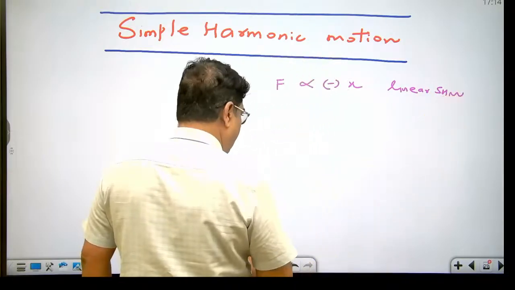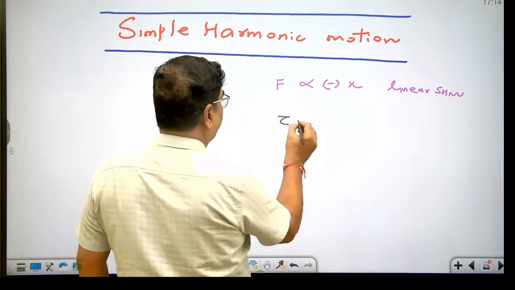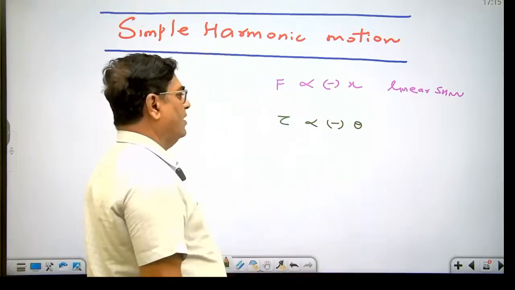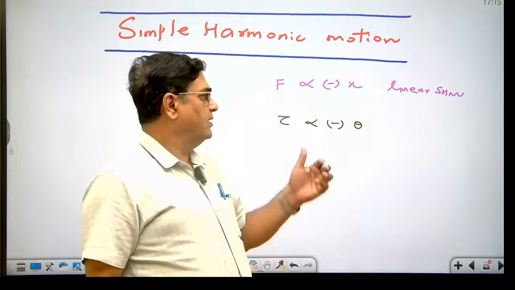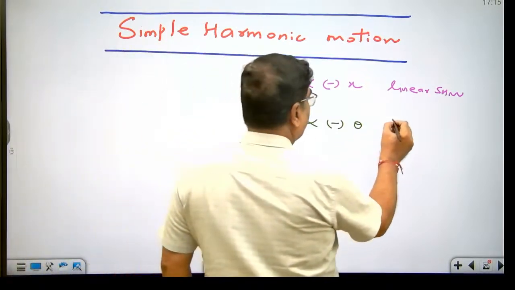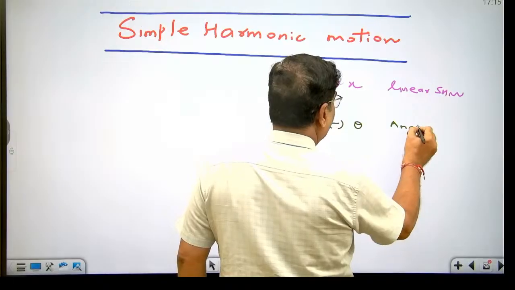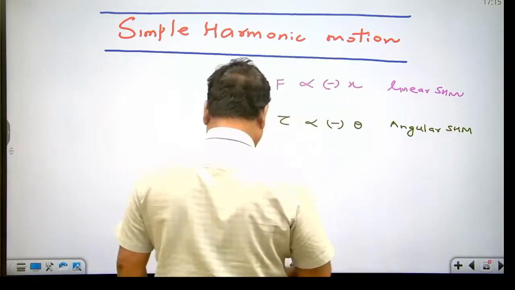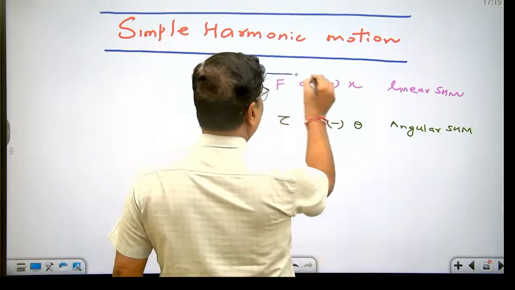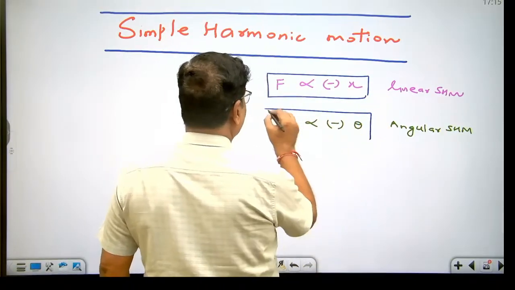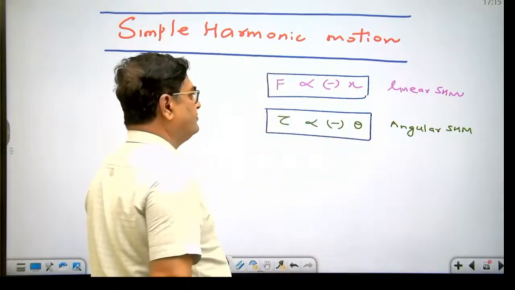In case of angular SHM, restoring torque is directly proportional to angular displacement and always directed towards mean position. This is angular SHM. This is linear SHM and this is angular SHM.